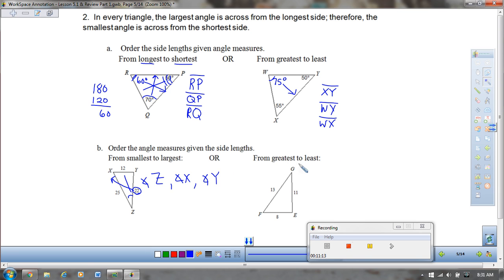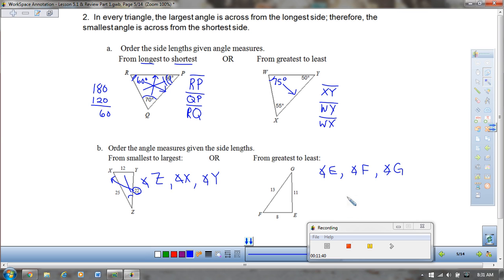If I have to do it from greatest to least, well, my largest side is 13. So angle E is my greatest angle. 11 falls between 8 and 13, so 11 is my medium-sized angle, angle F, and then angle G is the smallest, or the least. So that would be the answer to doing those.